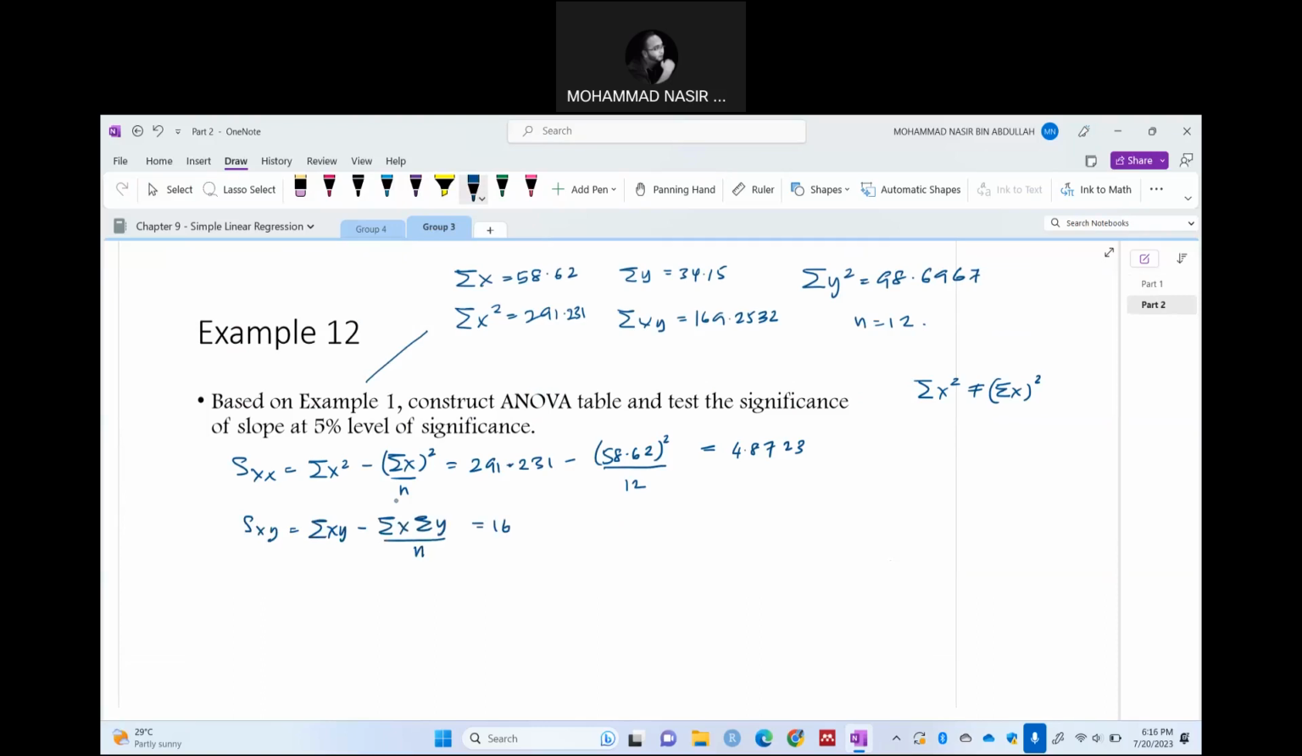SXY is 169.2532 minus 58.62 multiplied with 34.15 divided by 12.